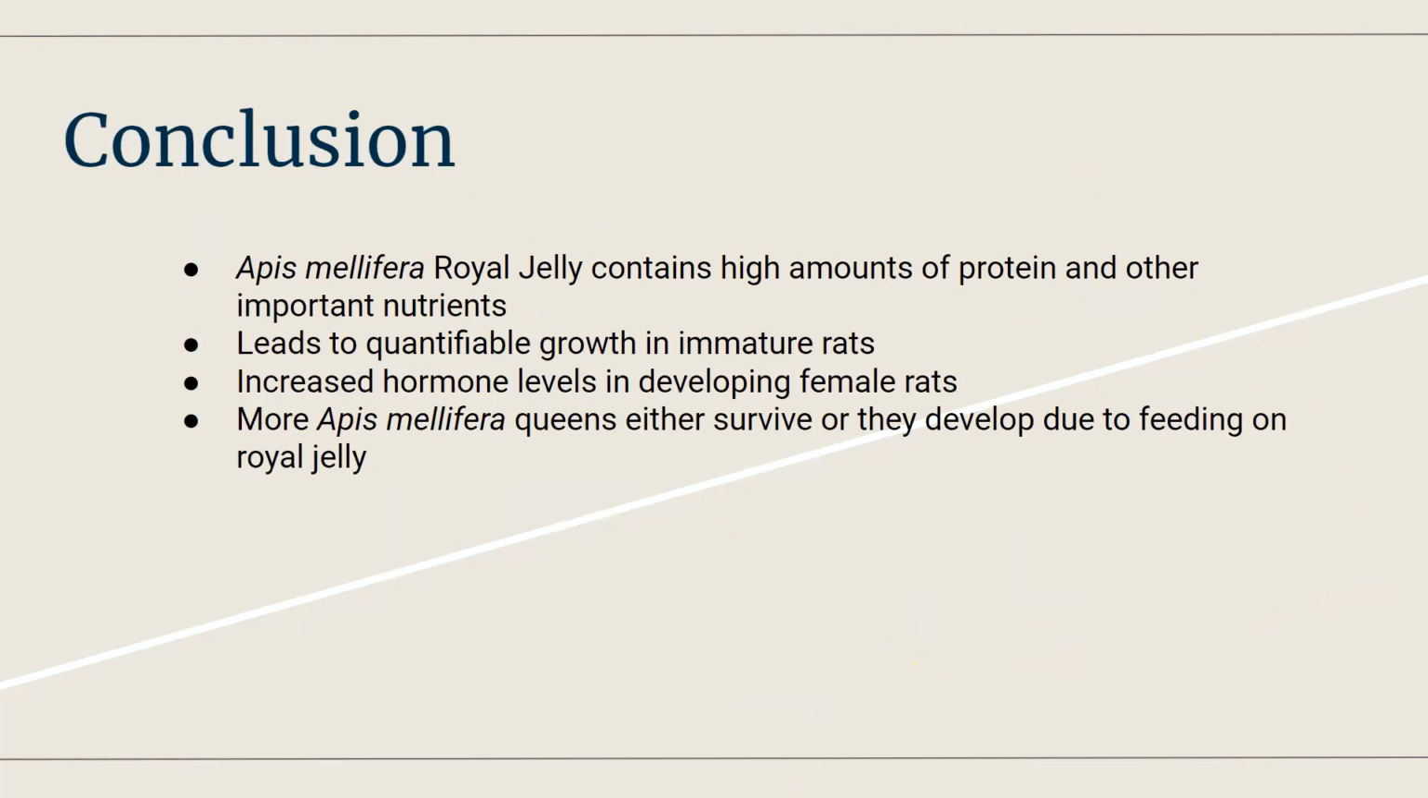To sum all the research up, the royal jelly contains high amounts of proteins and other nutrients that help prolong the growth period of the queen larvae. In another experiment, feeding royal jelly to immature rats leads to quantifiable growth. Feeding it to developing female rats causes an increase in estradiol and progesterone levels. In the last study I analyzed, more queens survived to adulthood, or developed, due to being fed royal jelly during their larval stages. The last effect isn't known for certain, but a correlation between the two can be drawn.